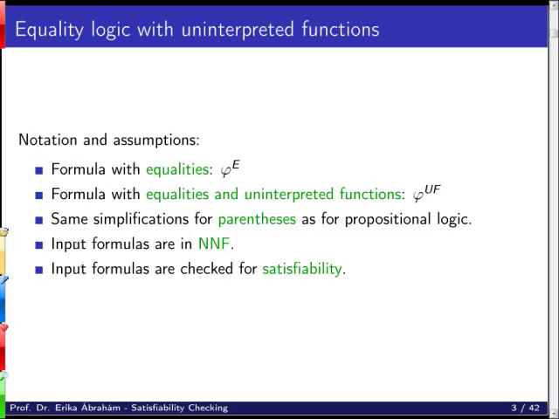We have some notations. For formulas with equalities, we use the upper index E. For equalities and uninterpreted functions, we use UF. For the parentheses, as we have seen, is the same. We have this order on the operators, and if the parentheses are not necessary, then we leave them away. We assume the same as for proposition logic, that the input formulas are in negation normal form. And we discussed that satisfiability checking and validity checking are dual. So I can solve them with the same algorithm, so we go for satisfiability checking. We will see later why we need this negation normal form assumption.